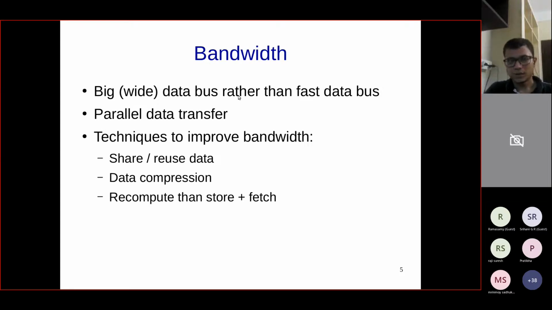Okay, so that was about bandwidth. But there are a couple of techniques proposed in literature for improving bandwidth in general, not specific to the GPU or across CPU and GPU. These are general techniques that are proposed for improving the bandwidth on any architecture. So here are three techniques.